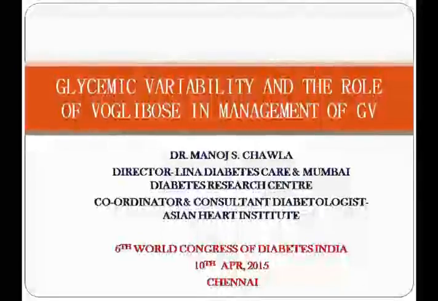For the longest time, we've been speaking about getting your fasting under control, your postprandial and A1C, but something has been missing. And that fourth dimension, which completes the quadrant, which completes the cube, which gives us better insight into the actual control or the sugar management in a diabetic, is the glycemic variability. So over the next 18 minutes or so, I'll talk about glycemic variability, moving on to the importance of postprandial hyperglycemia and how it contributes to glycemic variability and its harmful effects, and then moving on to how Voglibose, the preferred AGI, helps us in this.